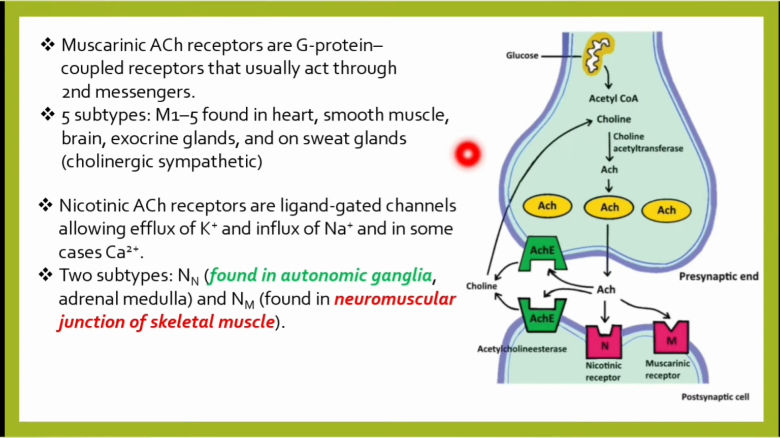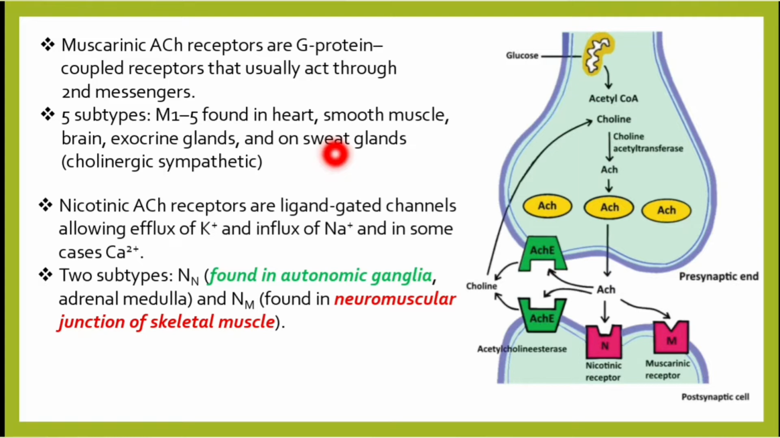Cholinergic receptors can be divided into two major groups: the muscarinic cholinergic receptors and nicotinic cholinergic receptors. Muscarinic receptors are G protein coupled receptors, and they act through second messengers. They are divided into 5 subtypes, M1 through M5, and they are found mainly in the heart, smooth muscles, brain, exocrine glands, and on sweat glands.